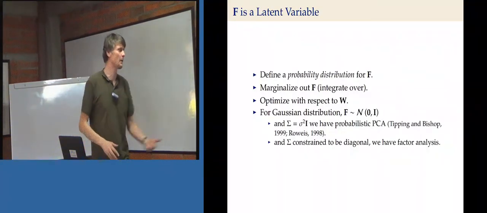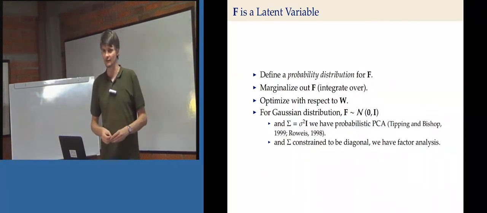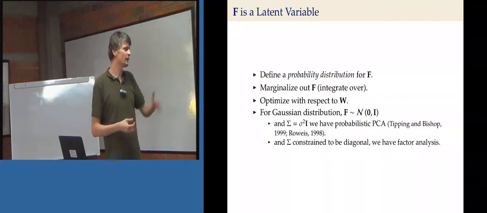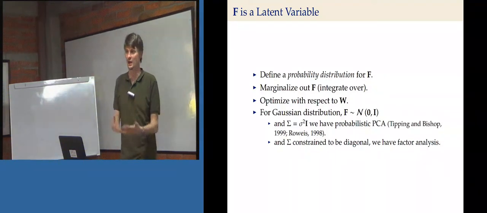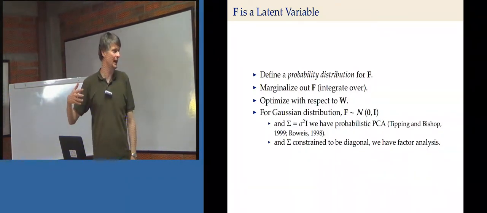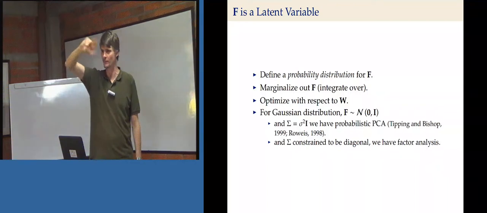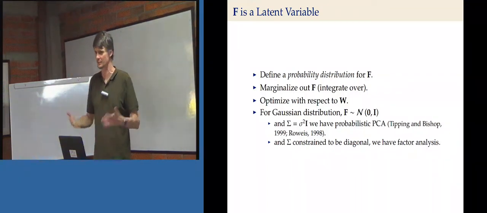So we need to define a probability distribution over F, marginalize it out, which is the standard latent variable approach, and optimize with respect to W. And then, as we've just seen, if we have a Gaussian distribution over F independently over time, we get probabilistic PCA. That would be like, in the marionette analogy, a very juddery hand marionette. No temporal continuity, so the puppet just bounces around.